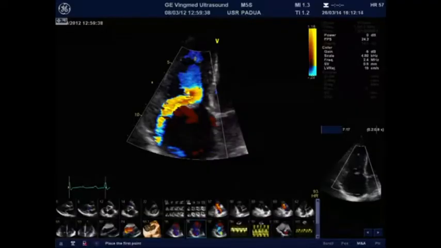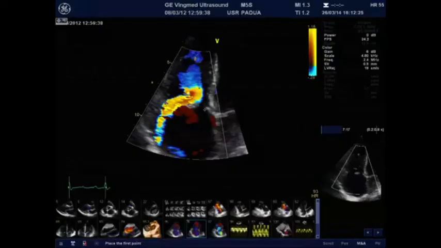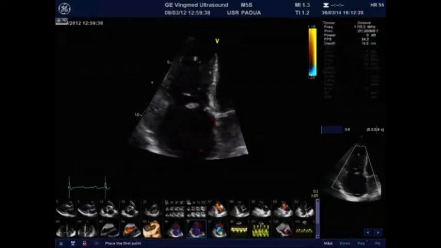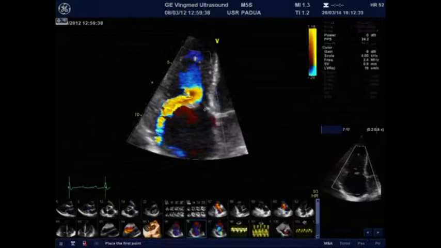One quantitative parameter that is recommended in the guidelines is the PISA radius, which can be measured from the base of the hemispheric surface area until its top on the first convergence zone. In order to better identify the base of this hemisphere, it's very helpful to remove the color like this, in order to see where the valve stands, and then to put it again.